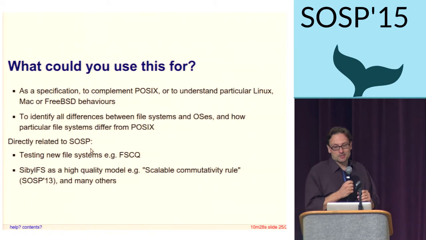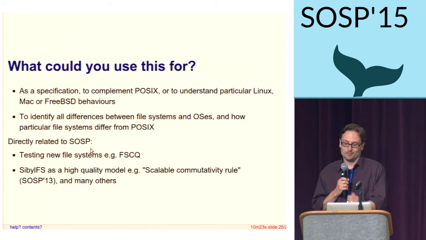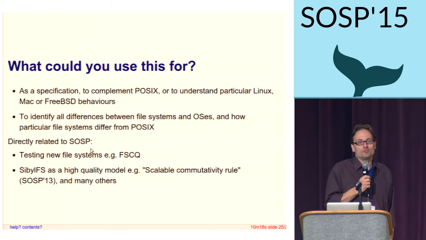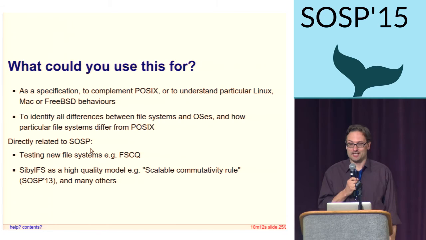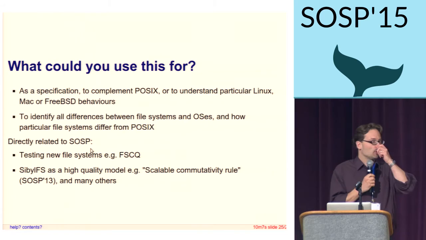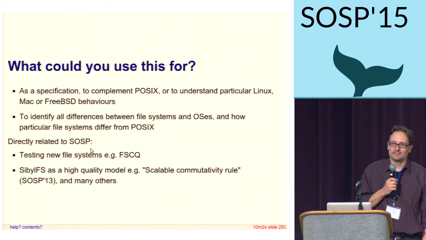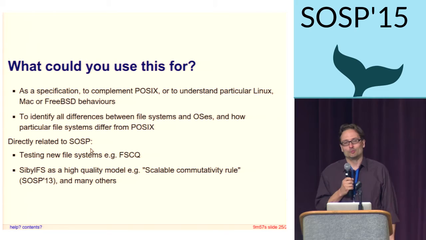There's a paper, Scalable Commutativity Rule, in SOSP 2013. It's another great paper. They want to talk about file system behavior, but they don't have a model. So they write their own model using something they call symbolic Python. And one of the first questions they get after their presentation is, how do you know that your model is right? Essentially they say, well, we looked at POSIX a lot and we did some tests and if there were any bugs, we fixed them.